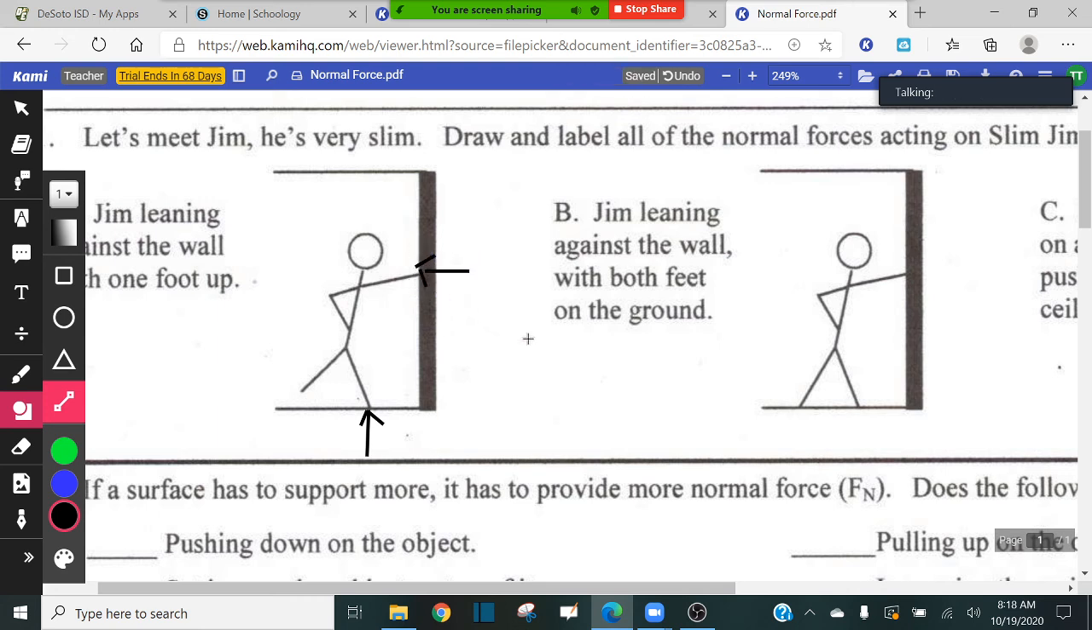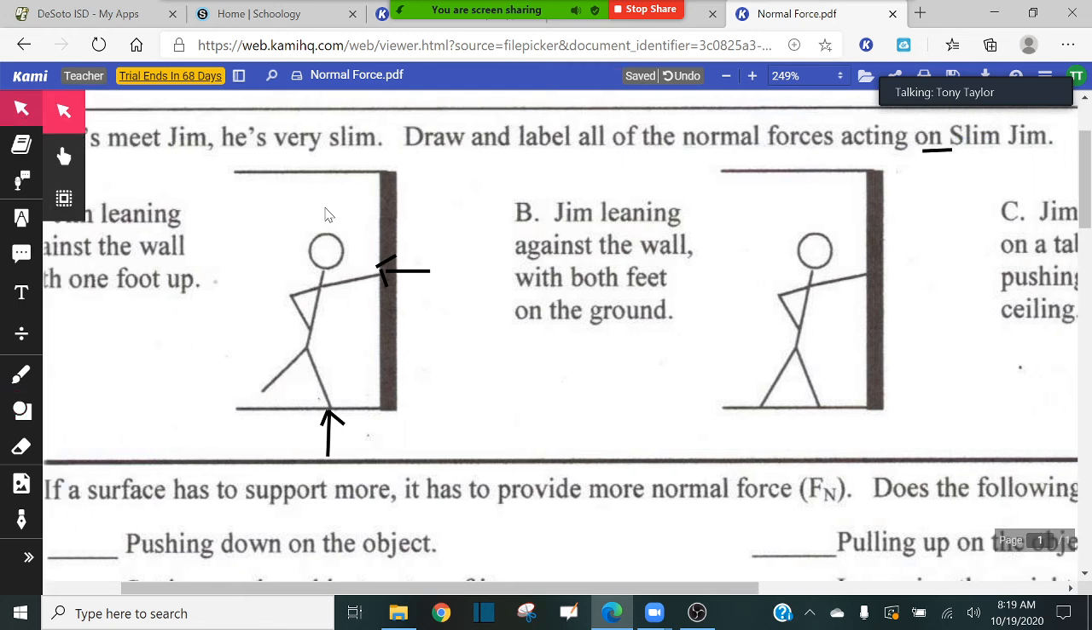I don't know if you guys can see that arrow. And how do I know it's pointing that direction? Well, guys, think about it. It's Newton's third law. Remember, if Jim pushes on the wall, the wall pushes back on Jim, and we're concerned with the forces acting on Jim. So, what are all the forces acting on Jim? That's the key. That's the key word here.